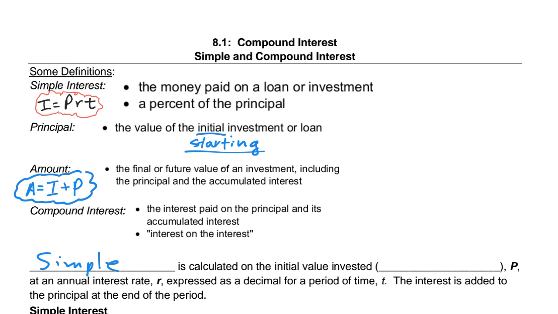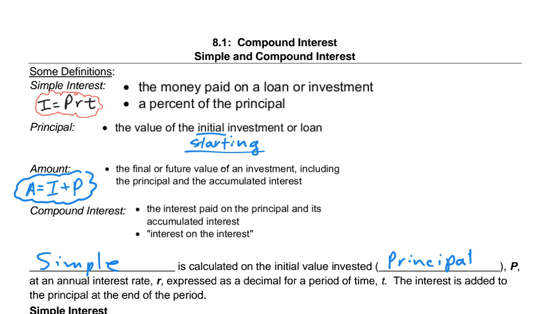So when we were looking at simple interest before, right? Simple interest was just calculated on the initial value that was invested, right? And we used to call that the principal. Now, at an interest rate R, we calculated the interest, right? And then we multiplied that by a period of time to get the total interest on the principal, right? So that's why we use the concept of I was equal to PRT, right?